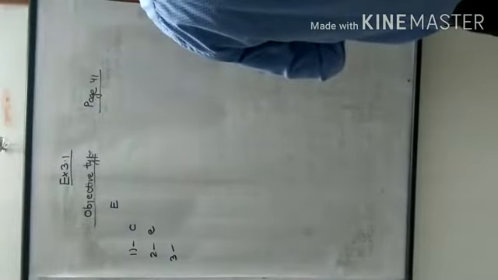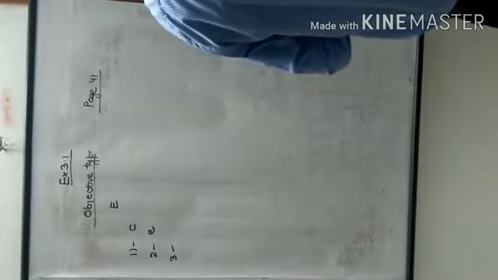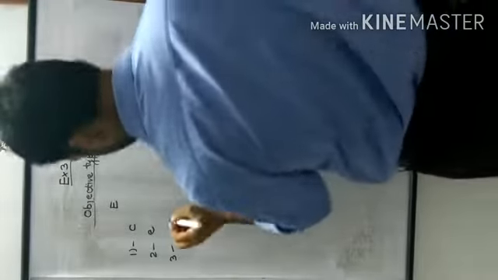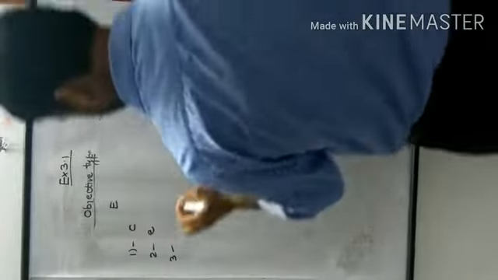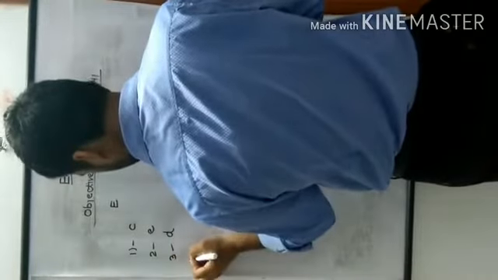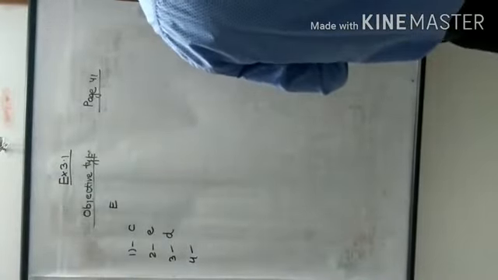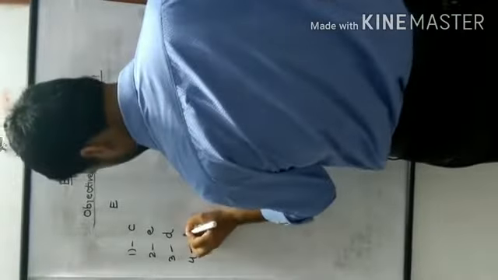Third one: the ratio of thrust, force, and area of cross section. That is obviously pressure only. So pressure is which option? D. Fourth: unit of pressure in SI system is Pascal. That is B.